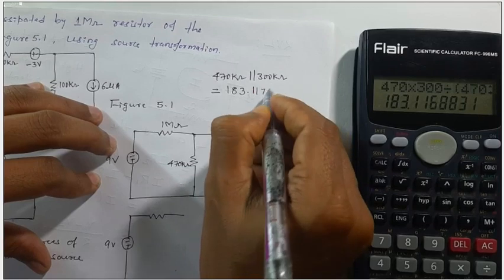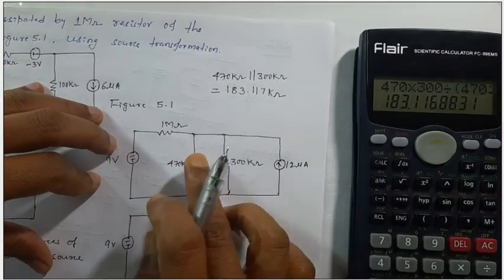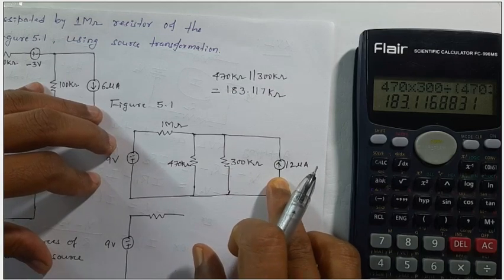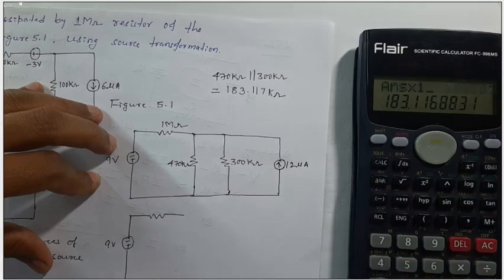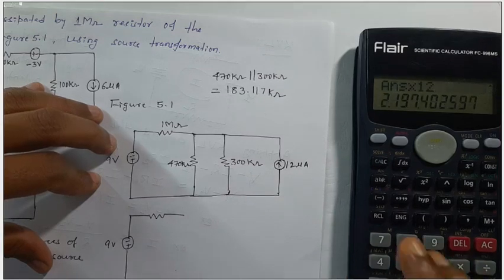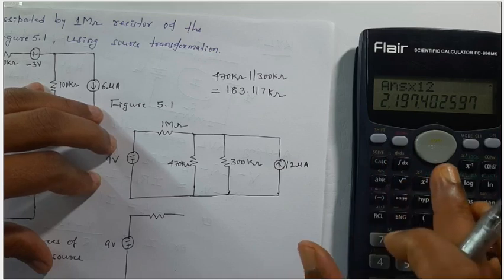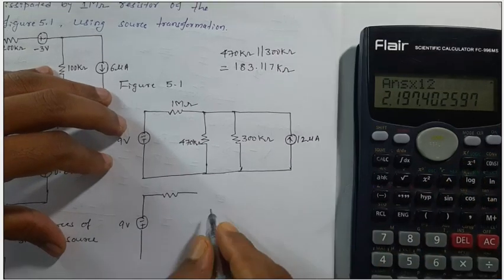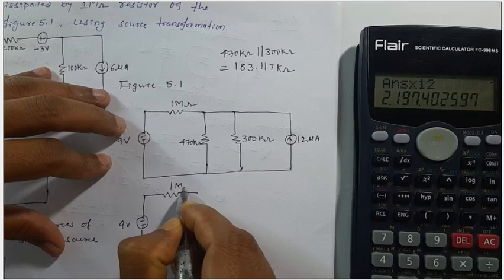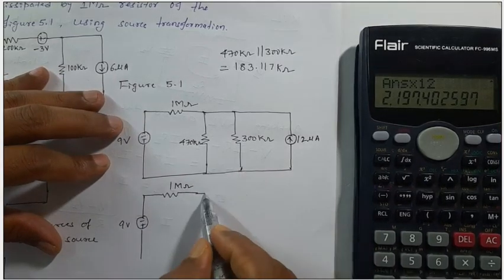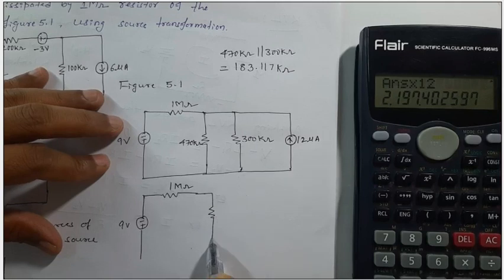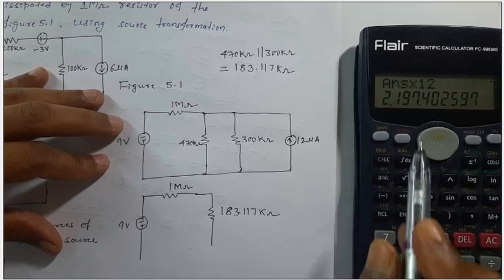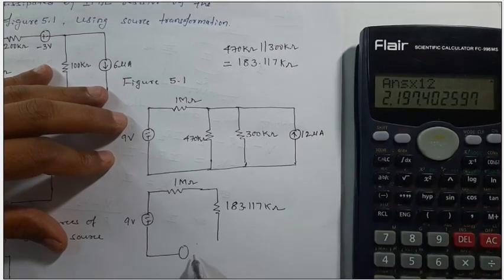It is 183.117 kilo ohm. This resistance will be parallel with 12 microampere current source, which can be converted into 12 is equal to, how much we get? It is 2.119. So if you see, this is 1 mega as it is, and this parallel combination will get in series, whose value will be 183.117 kilo ohm, and this is the voltage source.